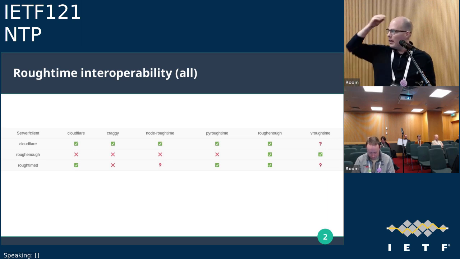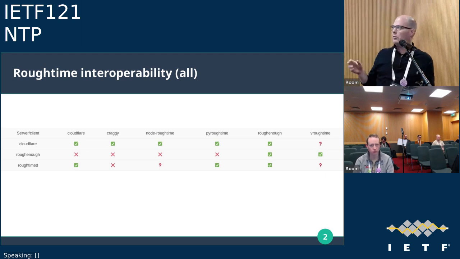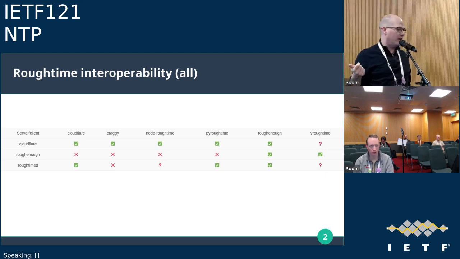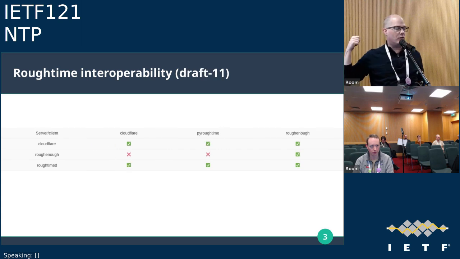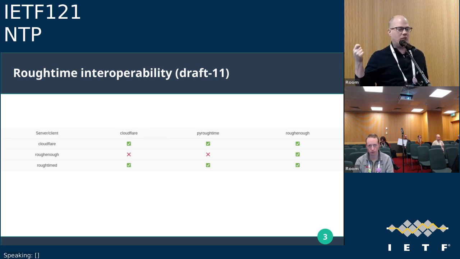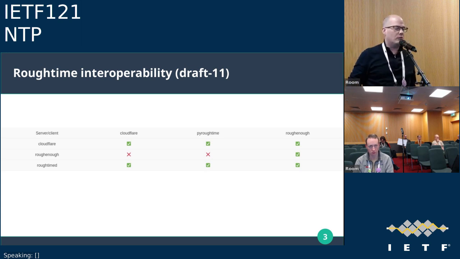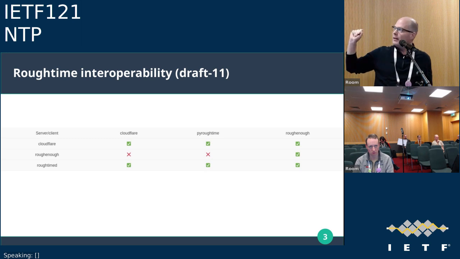So this is what the interoperability framework spat out, and it looks sort of spotty. But if we go to the next slide, which shows only the ones that claim to support draft 11, it looks better. The two X's there turned out to be interesting. I started following a thread trying to find why the two X's showed up there, so why Rough Enough didn't work with Cloudflare's client and PyRoughTime. And that turned out to be a hint of a security issue.